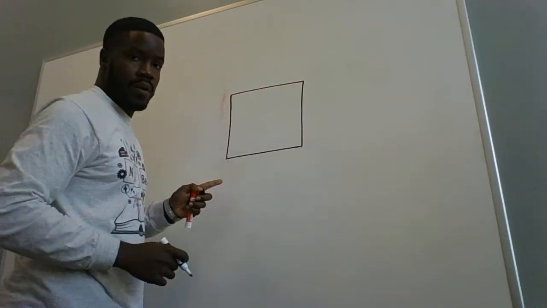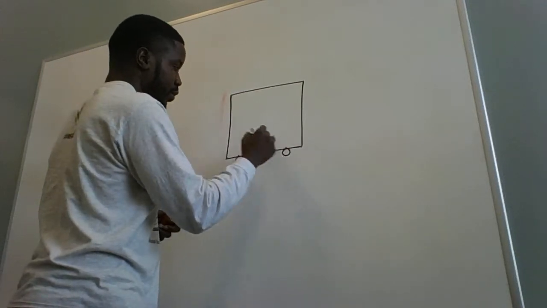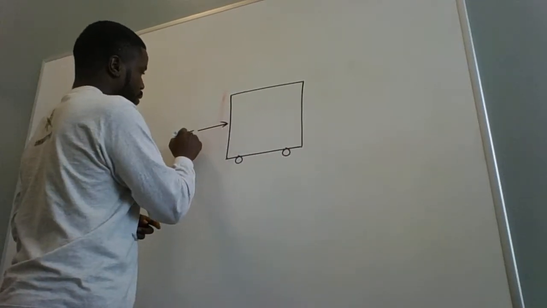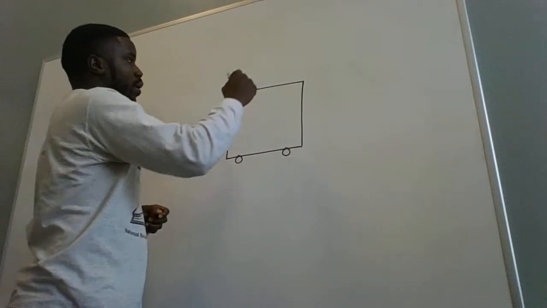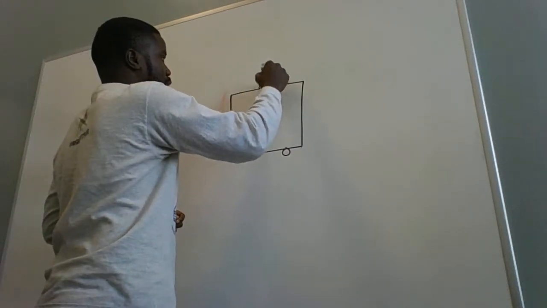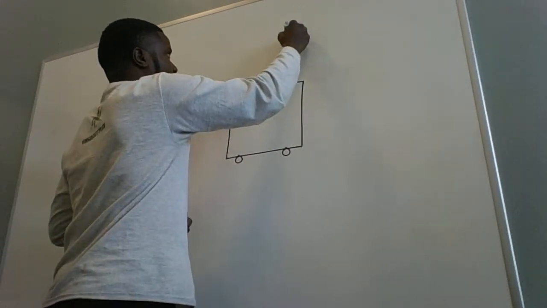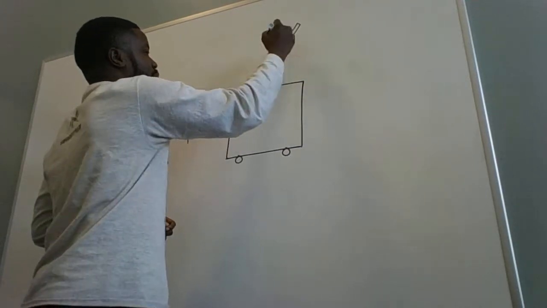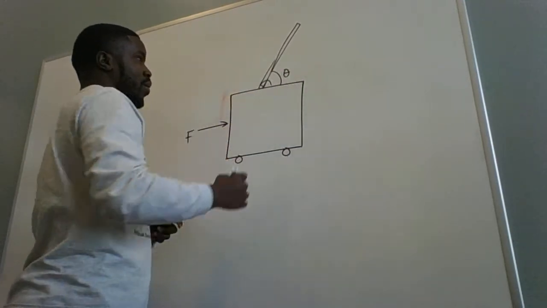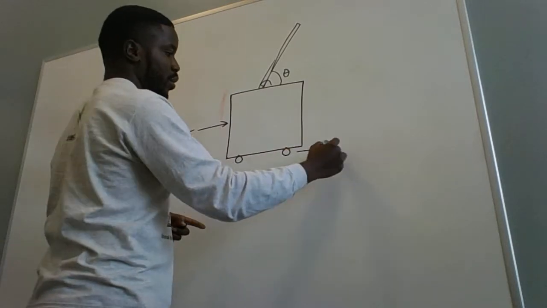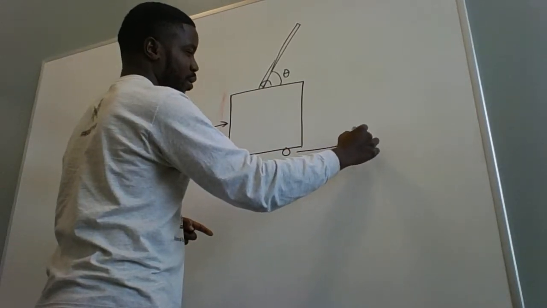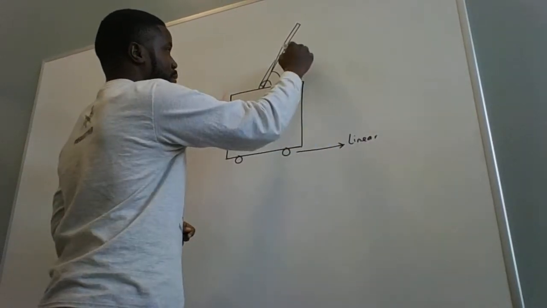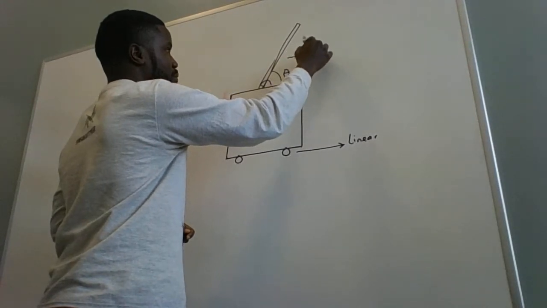Here, this box represents the cart with some external force acting on the cart, and the pendulum is usually attached to the top of the cart. While the cart experiences a linear displacement, the pendulum is experiencing an angular displacement.